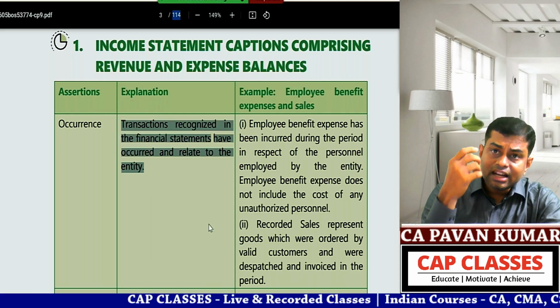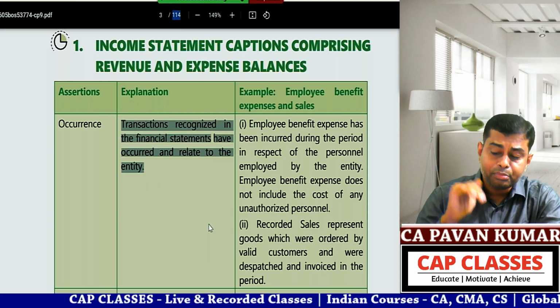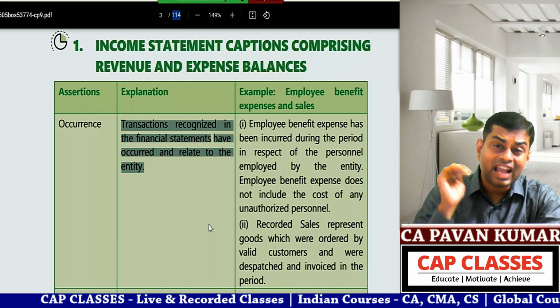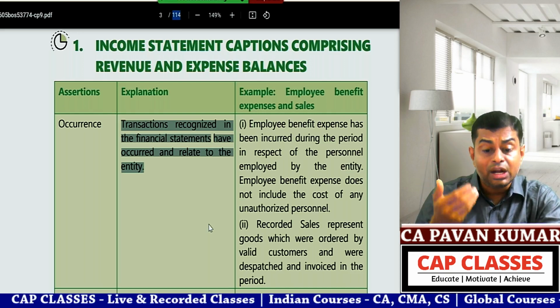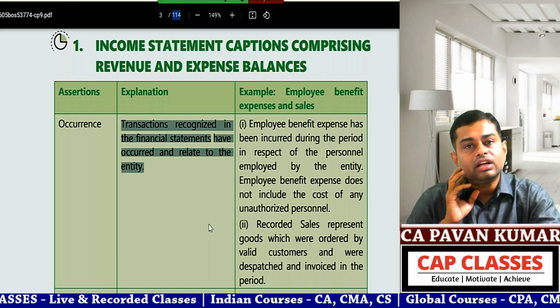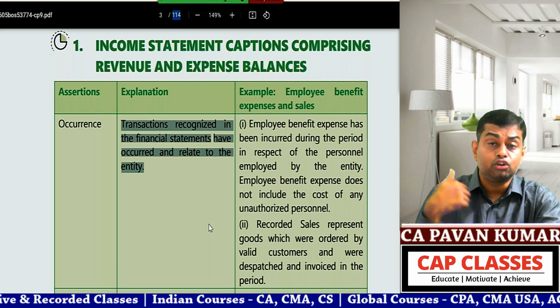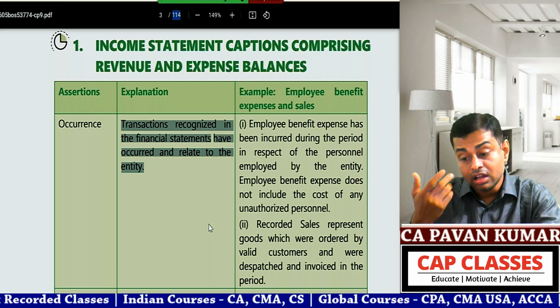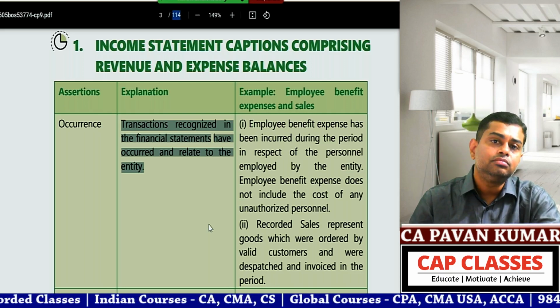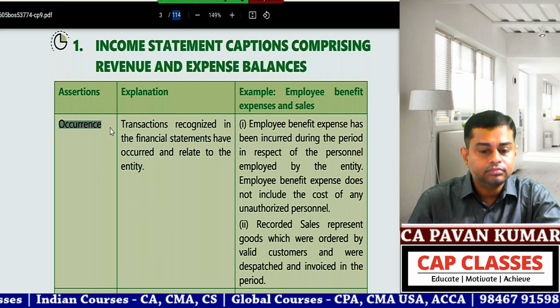Any item that is given in the exam, it could be purchases, sales, purchase returns, sales returns, carriage in, freight, advertisement, rent paid, taxes, provisions, anything that comes in the income statement. It could be other income, interest expense, depreciation, amortization, or dividends received. So whatever it is, first you need to write this.